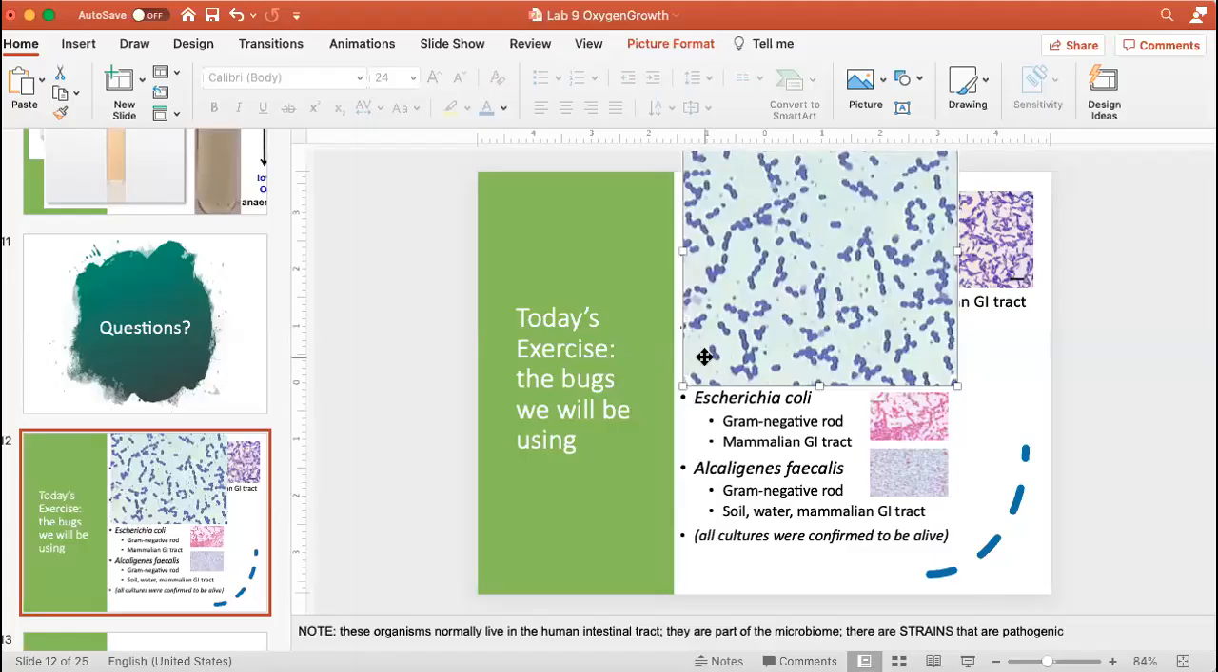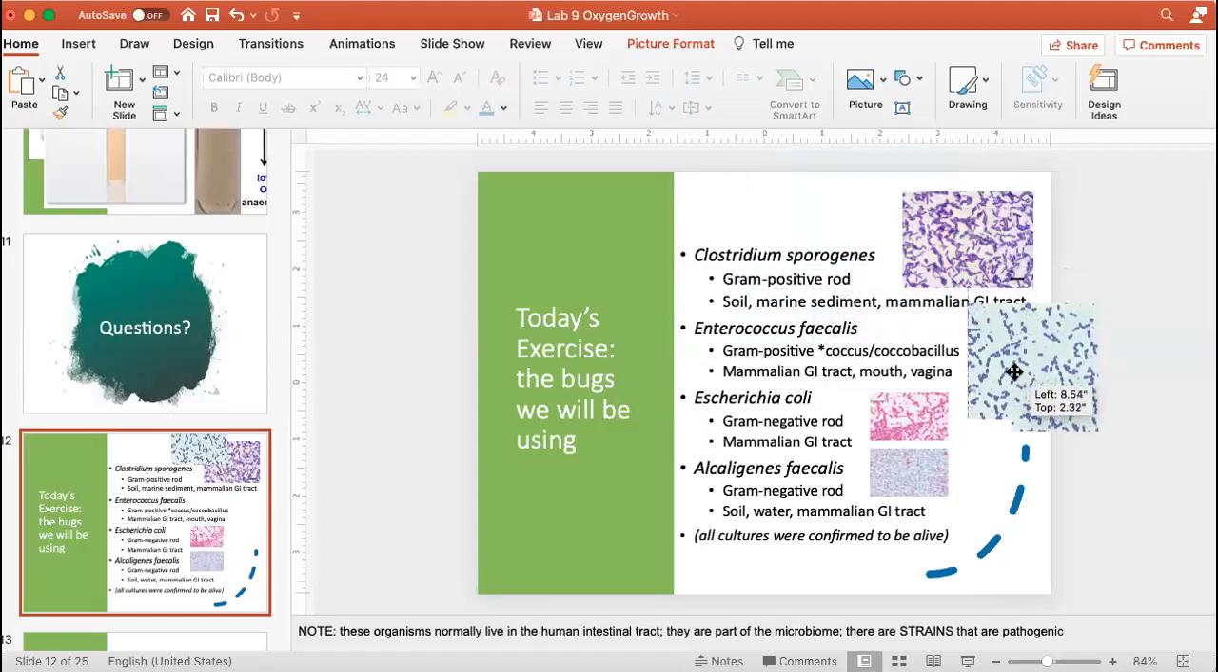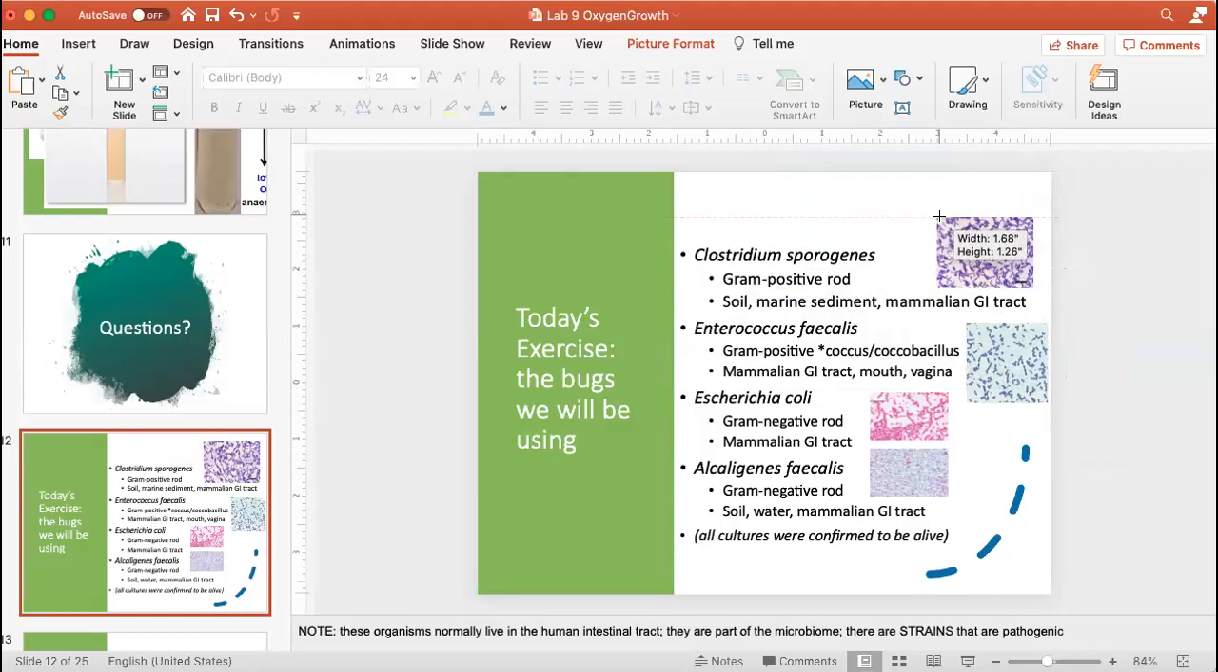So another gram-positive organism. Now, third on the list is our old friend E. coli. Remember, E. coli is a gram-negative rod. And we also find E. coli quite normally in the gastrointestinal tract. Very, very normal to find it there. Some strains of E. coli are pathogenic, but other strains are not.